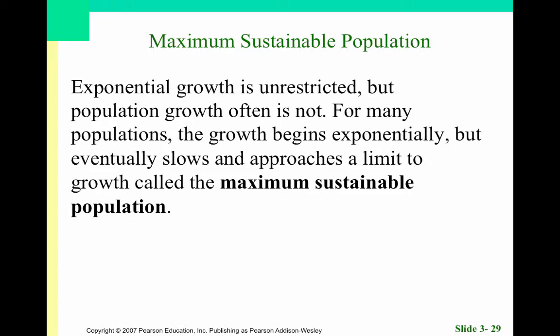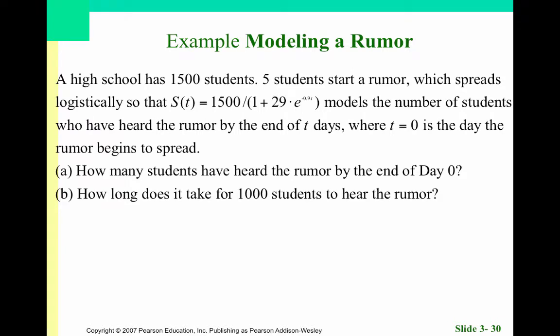Maximum sustainable population, we talked about that for a logistic function. If we're talking about 1,500 students in a high school, 5 students heard a rumor, started a rumor, bad kids. If you remember yesterday, this up top is our maximum sustainable population, 1,500. That's going to be the number on top.